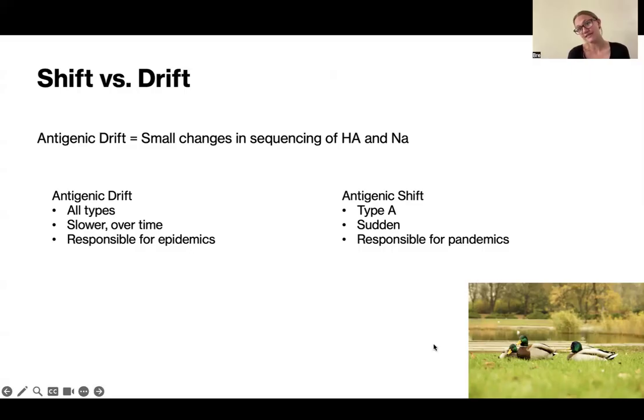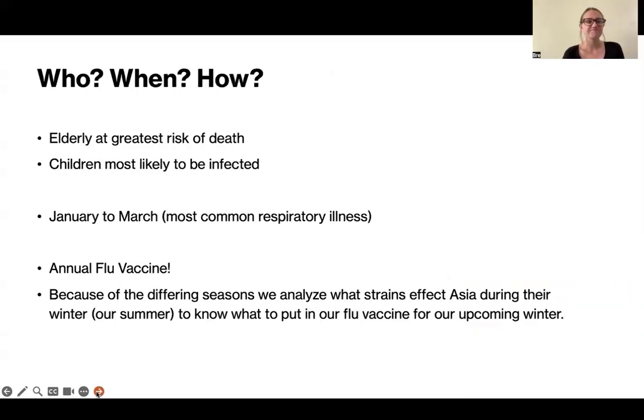I just added a little picture of ducks here because ducks are usually the main animals for type A infections. So that's fun. But really, there's lots of animals. There's whales, horses, pigs, birds, all of them can get the flu.